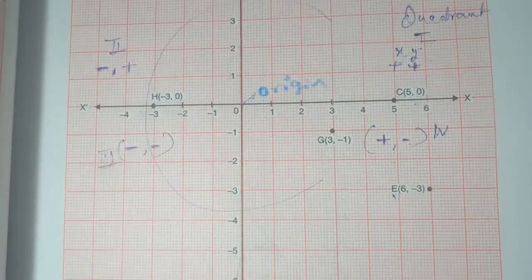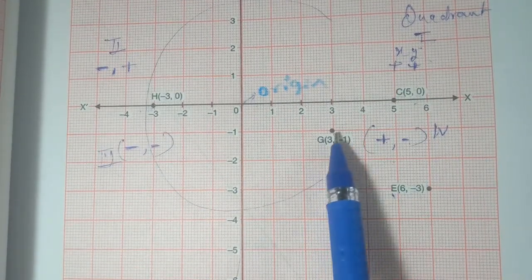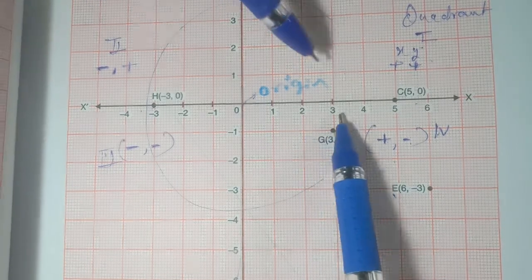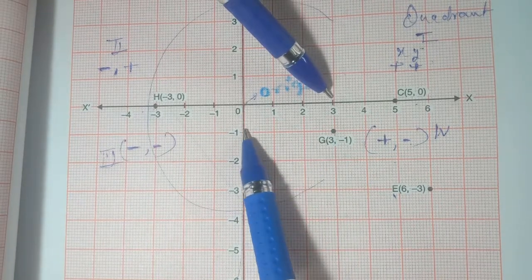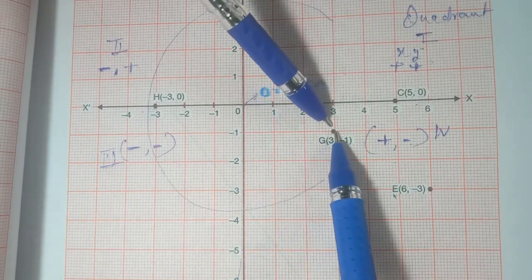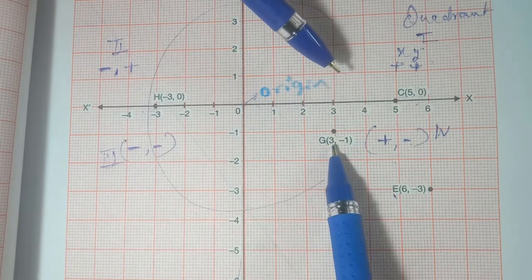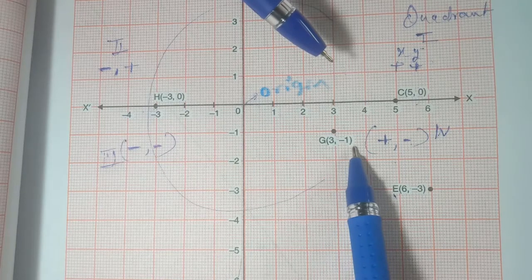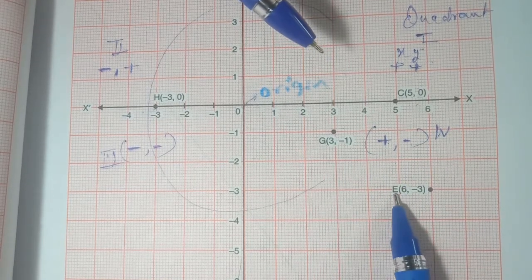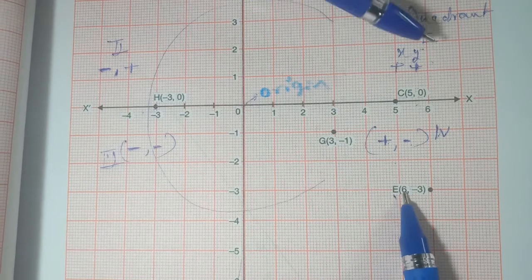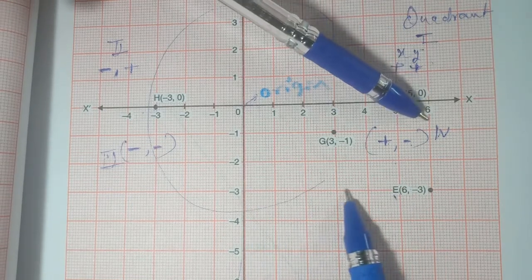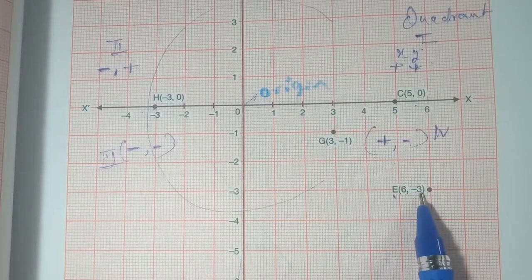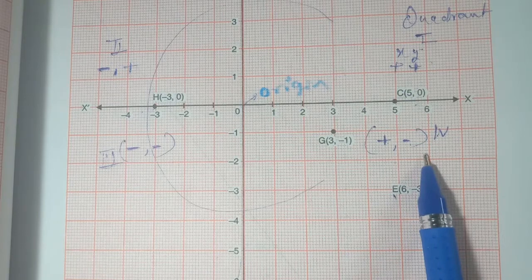Point G is 3, -1. X is positive and y is negative. So x is positive 3 over here and y negative -1 is here. Both of them will intersect over here. So we can observe that this point, plus minus, is lying in which quadrant? The fourth quadrant. The same way you can identify point E. The value of x is 6 and the value of y is -3. Both of them will intersect over here. So plus and minus, this is lying in the fourth quadrant.